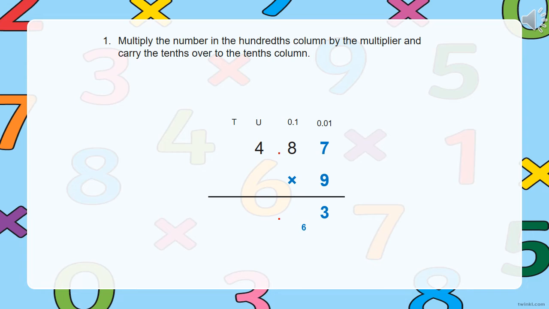So, first, we multiply the number in the hundredths column by the multiplier and carry over to the tenths column. Very similar to the first step in the last one, but just the names of the place values are different. So 0.07 or 7 hundredths times 9 is 0.63. We place the 0.03 in the hundredths column and we carry over the 0.6 to the tenths column.